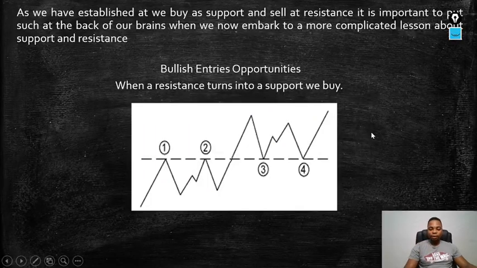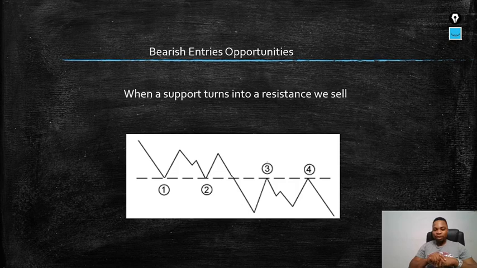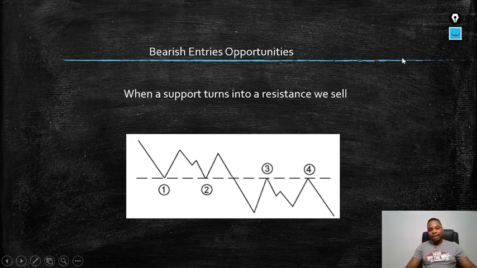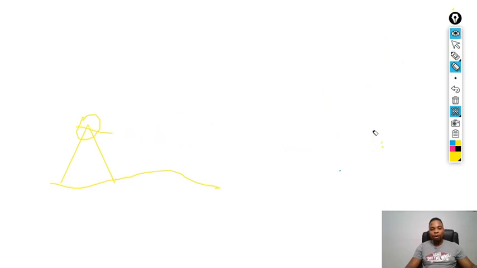Let us move right along again and check the second one. So for bearish entries, opportunities, it's more likely the same, but it's not the same. You have to then also have this strategy in point. When a support turns into a resistance, we sell. So in this case, it's mostly in a downtrend. It's no longer the same as the previous one, where it was like an uptrend. We were going up on the previous one, but on this one, it's now more of a downtrend.